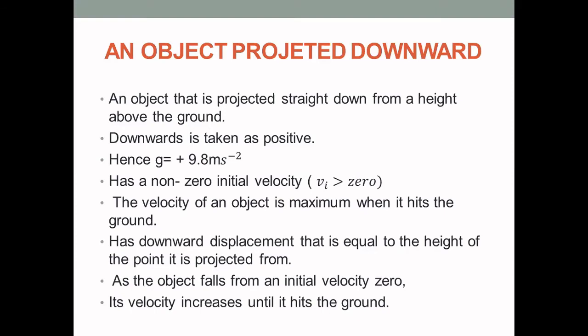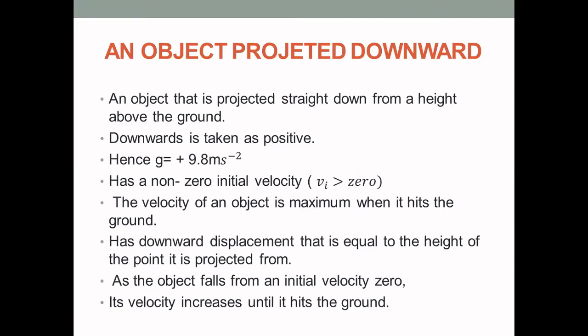We take down again as positive, which means g will be positive 9.8 meters per second squared. Since the object is projected by launching, throwing, or shooting it down, the initial velocity, of course, is non-zero. If downwards is taken as positive, the initial velocity will be greater than zero. If downwards is taken as negative, then the initial velocity will be negative. Since the only motion involved is downwards, it is recommended that we take down as positive.